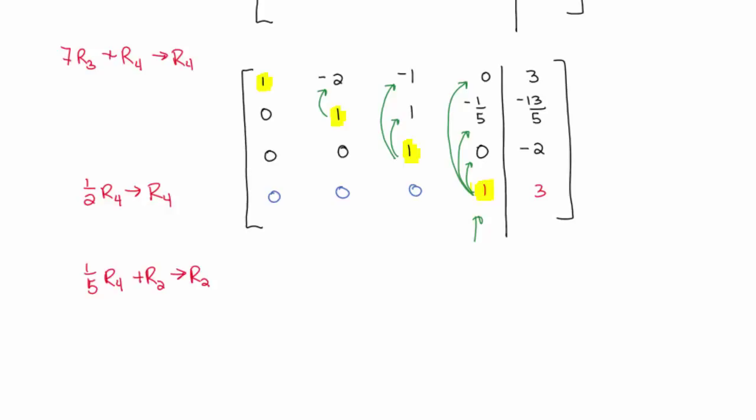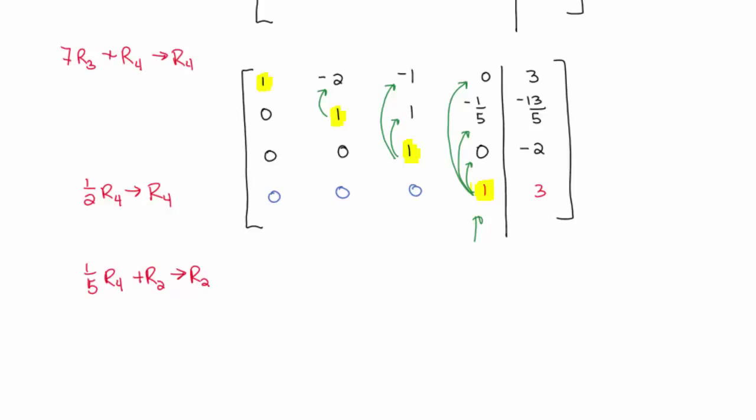There is a reason why starting with the fourth column and working your way back up and backwards like this is better. So if you follow my method, you're guaranteed to use fewer computations. Okay, so 1/5 times row 4 will kill off that negative 1/5. So let's go ahead and do this.